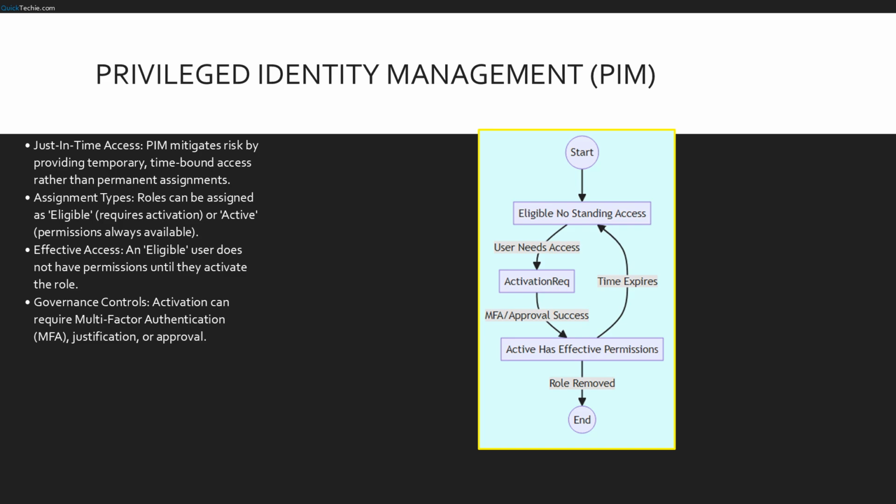This state diagram demonstrates the PIM lifecycle. A user starts in the eligible state. In this state, they have no standing access. If you query their current token, they lack admin privileges. When they need to work, they trigger an activation request. Upon satisfying requirements like MFA, they transition to the active state. It is only in this active state box that they possess effective permissions. Once the time expires, they automatically revert to eligible, removing those permissions.